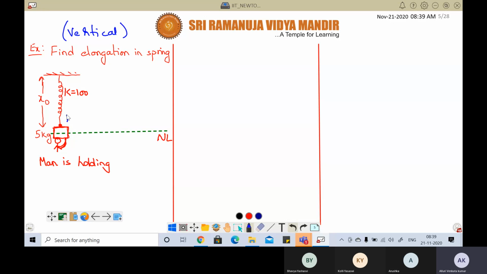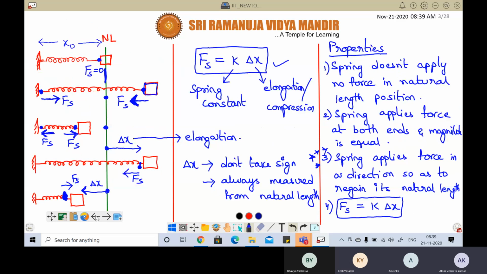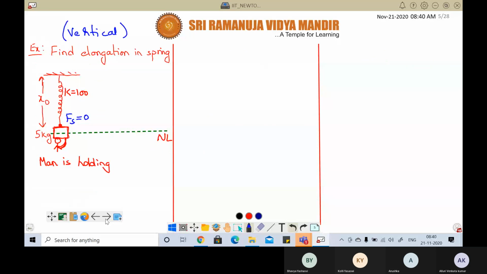No, sir, no force. Why? Man is neither pulling nor pushing, just holding. The spring is in natural length, so no force will be there. A spring doesn't apply any force in natural length. Right now the spring is in the natural length position, therefore it doesn't apply any force.